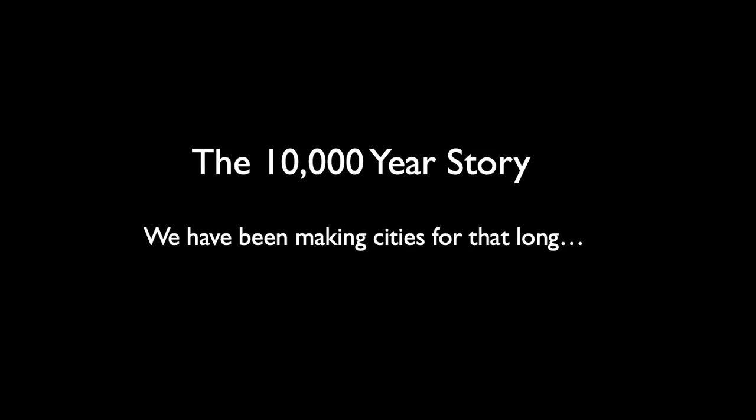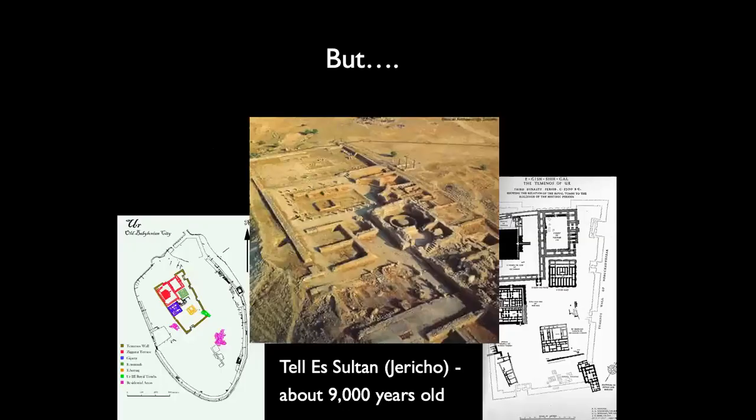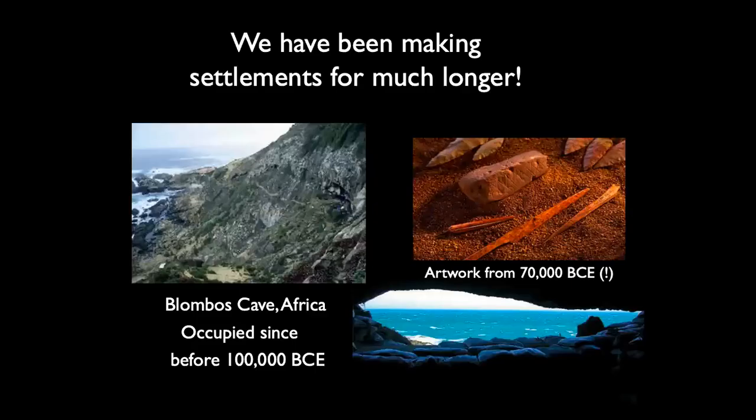So in the next section of the talk, I want to back up and talk more broadly about the evolution of cities, because we've only been making cities for about 10,000 years, but we've existed as a species, depending upon how you define it, for much longer than that, for about 200 or 300,000 years. And these are the kinds of settlements that we've been making.